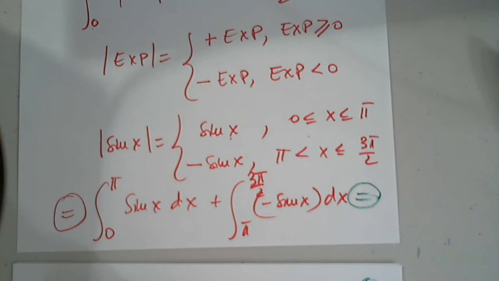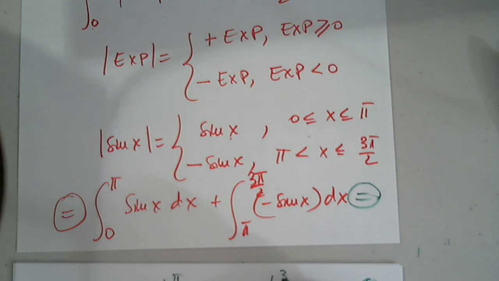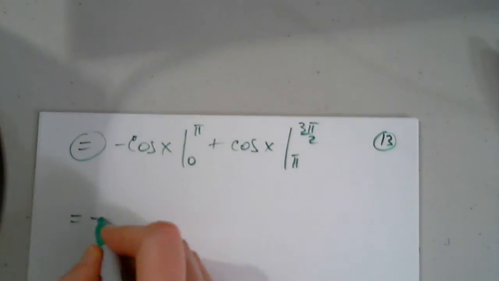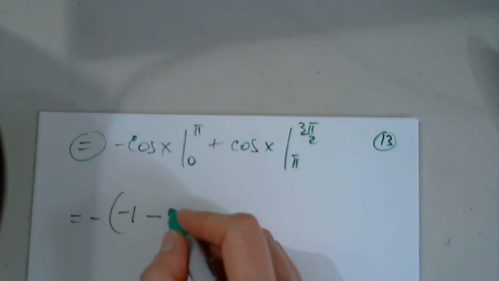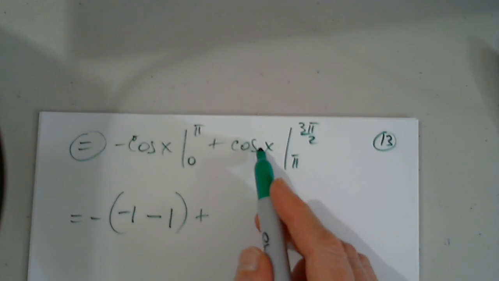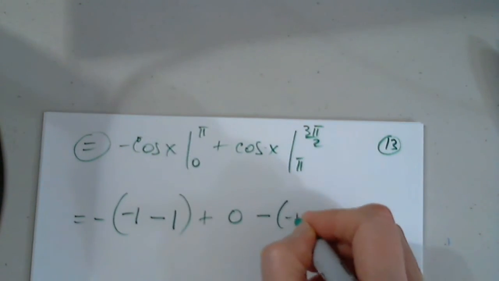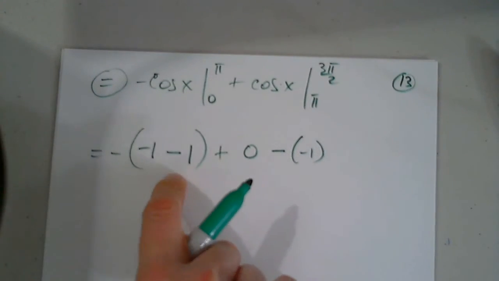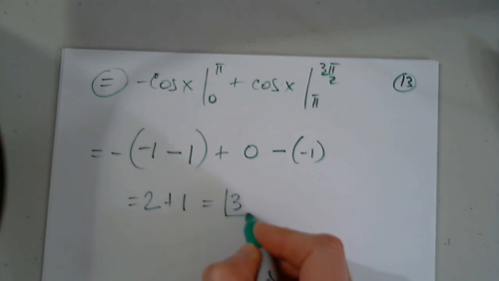So I have negative cosine from 0 to pi, and plus cosine, because it already has minus, from pi to 3 pi over 2. And now I will plug in the numbers. Leave the negative outside. When I plug in pi, I get negative 1. Minus, when I plug in 0, I get 1, but it has minus in front. Plus, when I plug in 3 pi over 2, I get 0. Minus when I plug in pi, it's negative 1. So negative 2 with minus in front, negative 1 with minus in front, so the answer is 3.